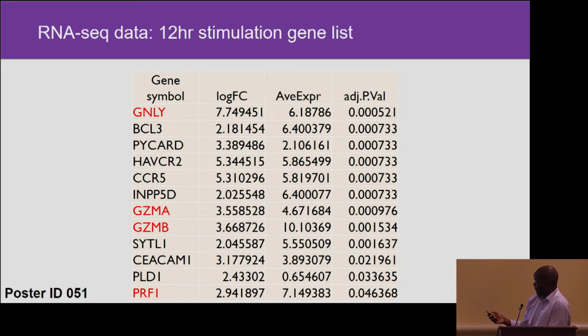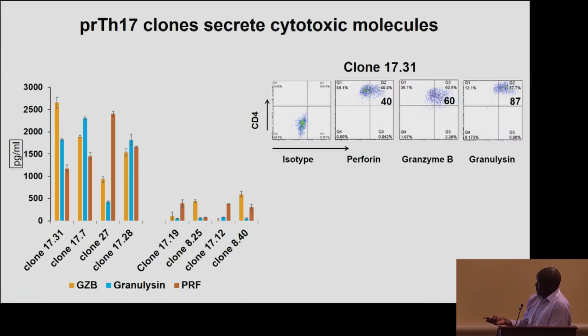I wanted to see if I do a quick ELISA experiment, if I can track down all these proteins. So again, I just summarize here. I picked 4 Th17 CTL clones, and what you see is that all these clones are able to secrete granzyme B, granulysin, and perforin, and these are the non-killers. So the non-killers don't express these cytotoxic molecules. If I do FACS staining, again, selecting clone 1731, they express very high concentrations of perforin, granzyme B, and granulysin. So this is very, very exciting.